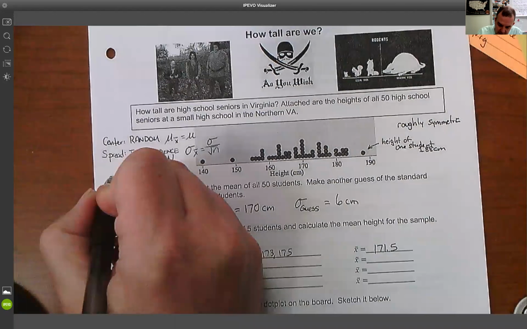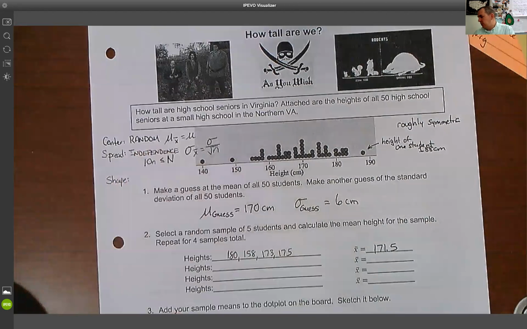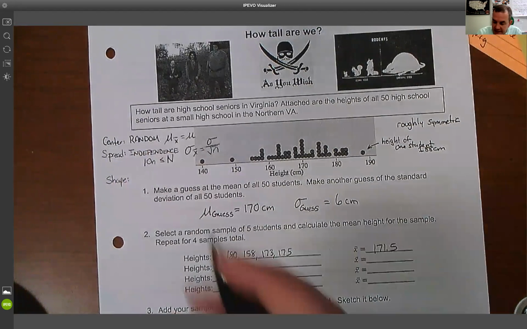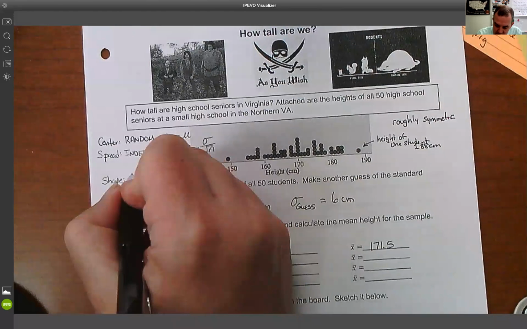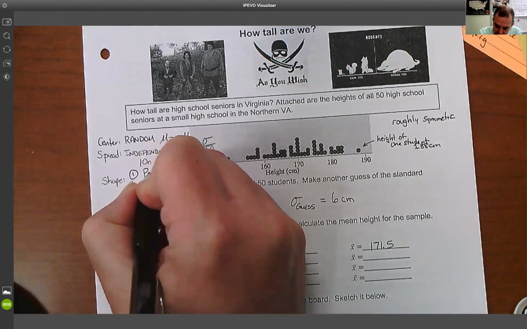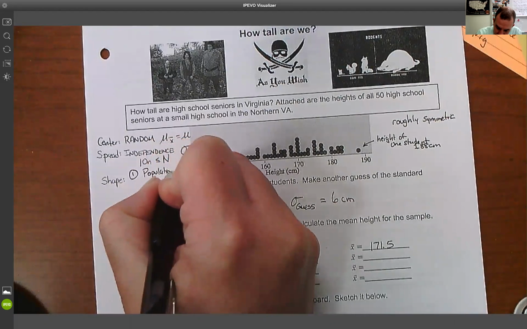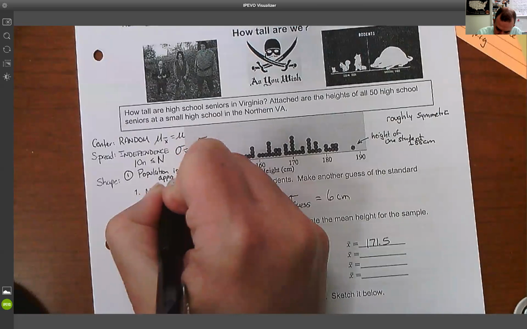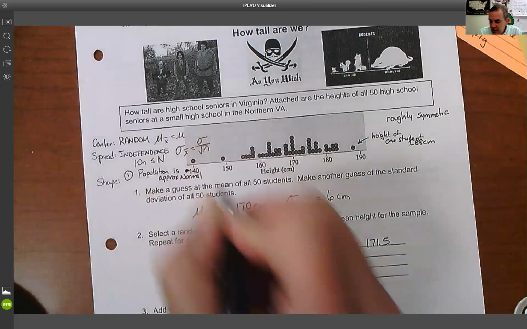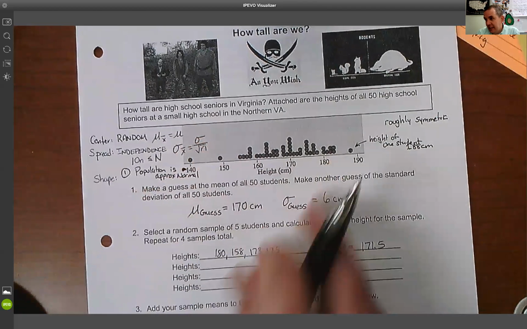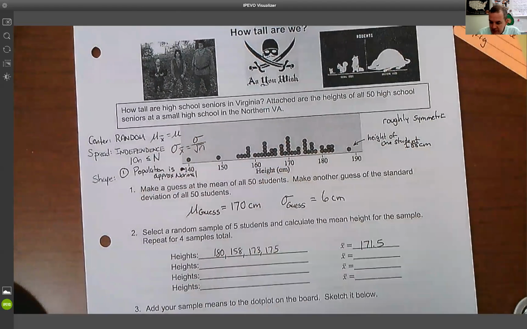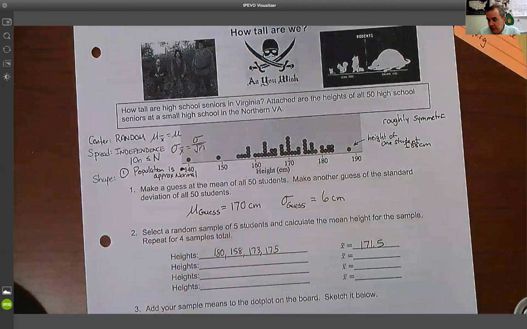And then the shape. This is a new one. Before, when we did this, we dealt with proportions. We were looking for 10 or more successes. We were looking for 10 or more failures. In this case, it's something different. 2 things to look for. The first thing we're going to look for is if the population is approximately normal. If the population is approximately normal, I can say that the sampling distribution is approximately normal. Well, I don't know if that is the case here. I can do some proofs to check it out, but I would need it to say that heights were approximately normally distributed.